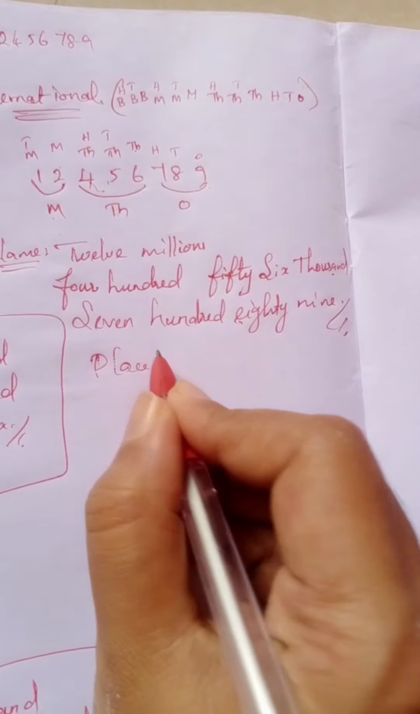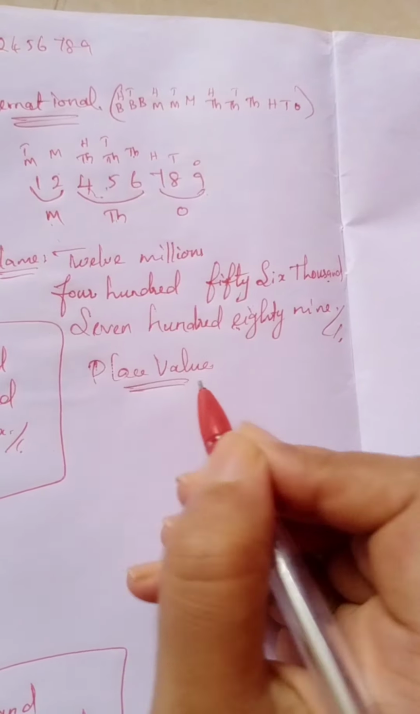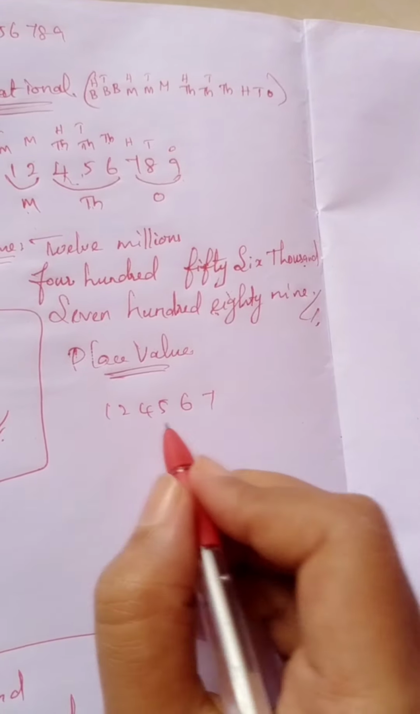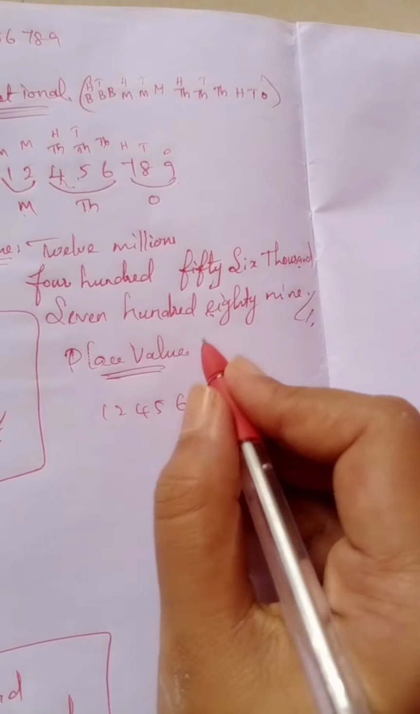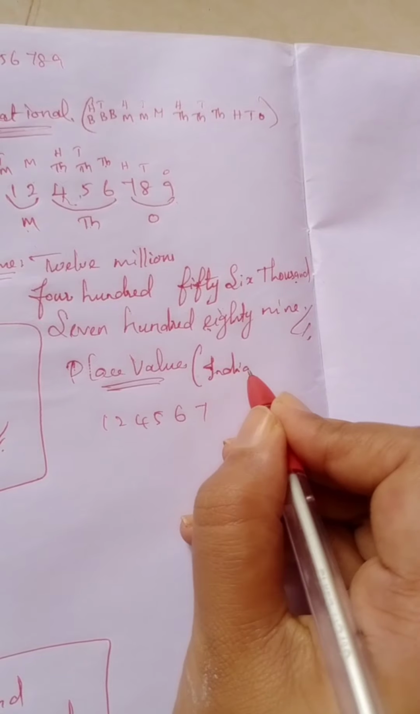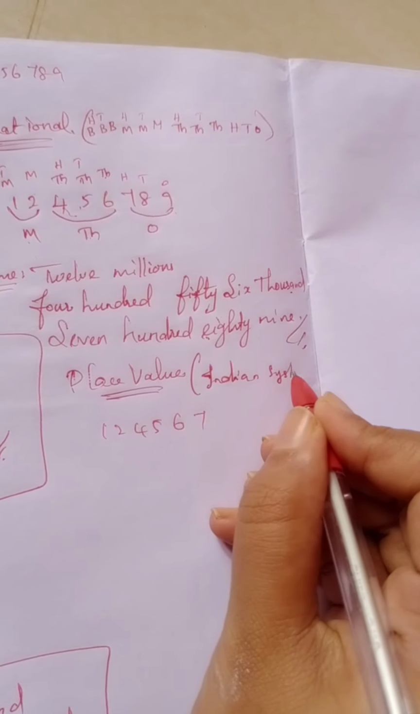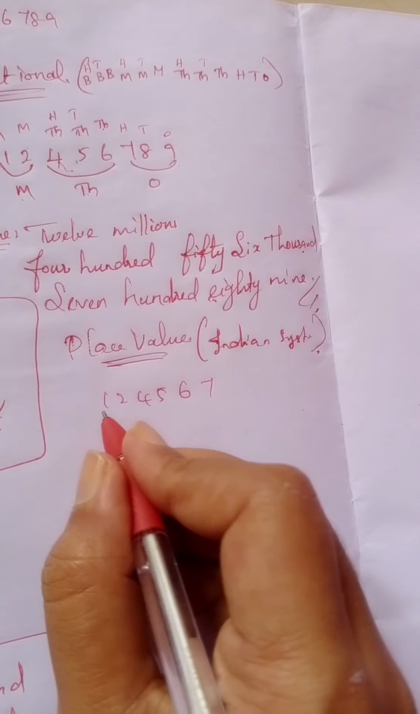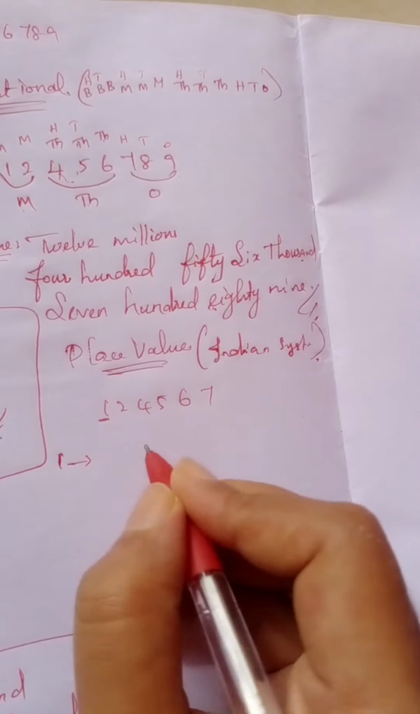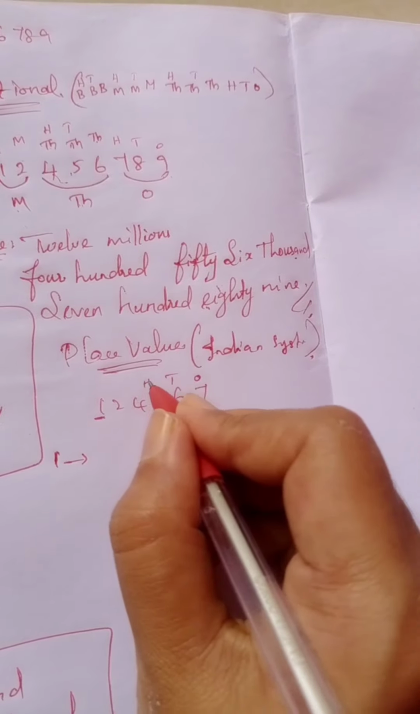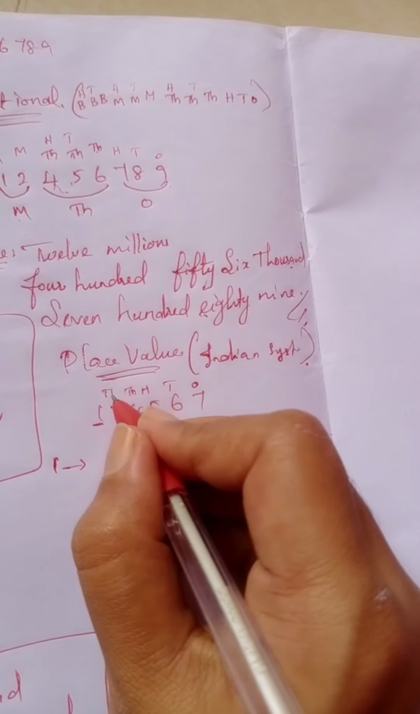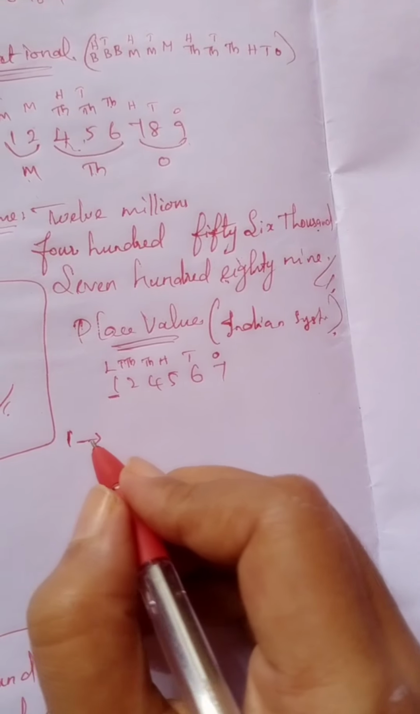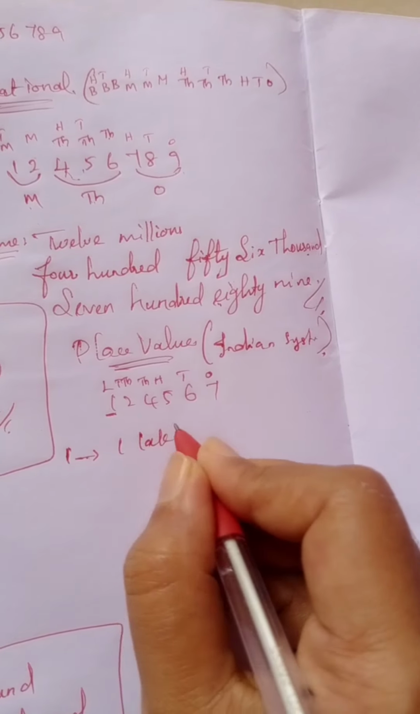So the next topic is place value. So how will you write place values? Now see this number: 1, 2, 4, 5, 6, 7. Here you have to mention the place value. We can use the Indian system to find the place value of that number. So what's the place value of 1 here? Write the place value chart first: ones, tens, 100, 1000, 10,000, lakh. So place value of 1 is 1 lakh.